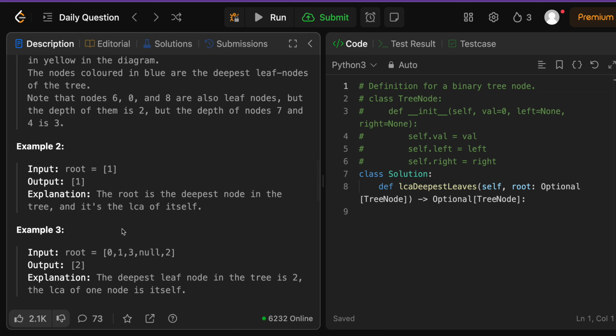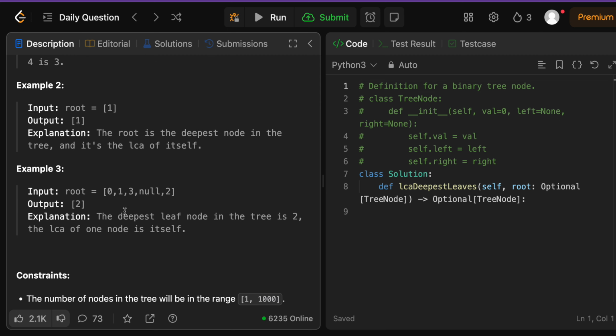In example 2, we have the input root binary tree to just be 1. We only have one level, you could say, call it the 0th level if you will, and that is the singular root node itself. So that's also going to be the deepest node. It's also going to be the LCA of itself, because any node is technically the lowest common ancestor of itself. So yeah, that's really just a straightforward output.